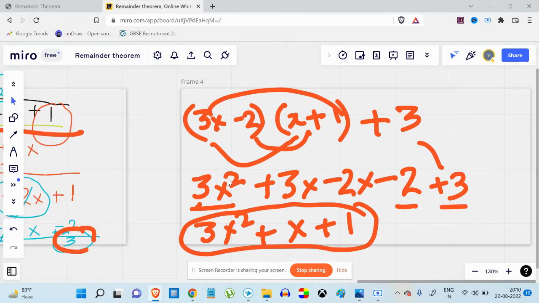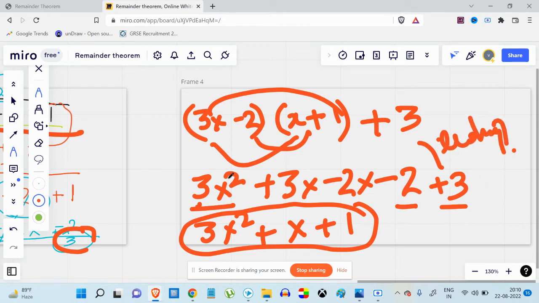The important thing is to understand why we do that. Now the question arises, why are we doing this? In future classes in maths and physics, you will get this type of polynomial division, where you have to divide the polynomials.